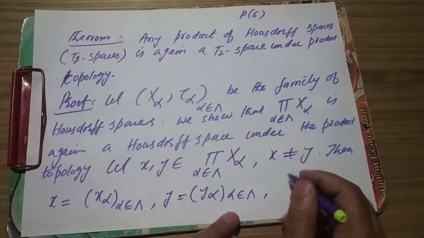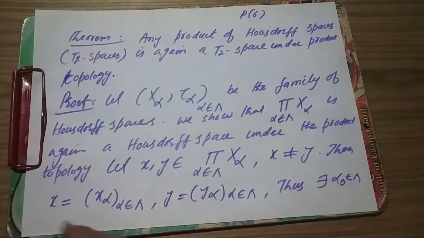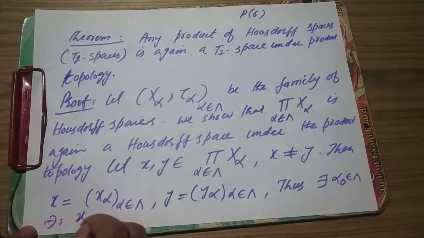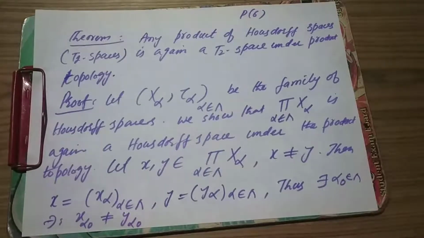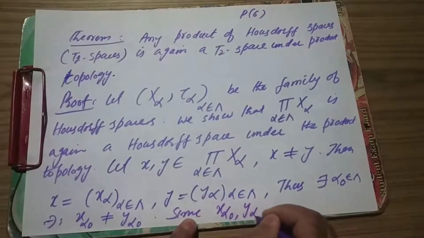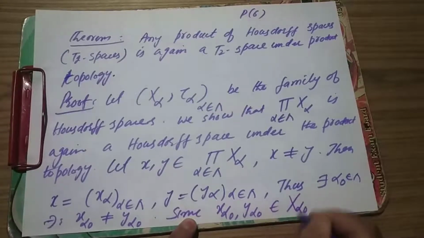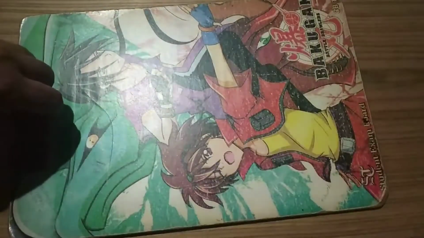So thus there exists, say, alpha naught in lambda such that x alpha naught is not equal to y alpha naught. So the alpha naught component. Okay. So now, since x alpha naught comma y alpha naught belong to the topological space X alpha naught, and X alpha naught is a Hausdorff space.